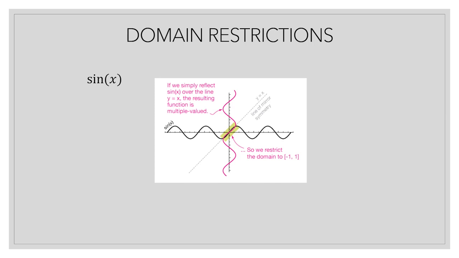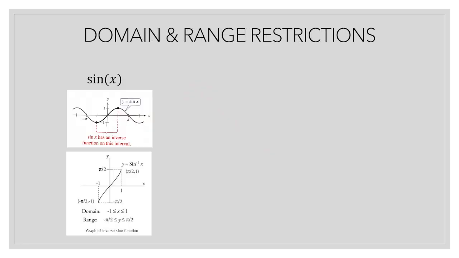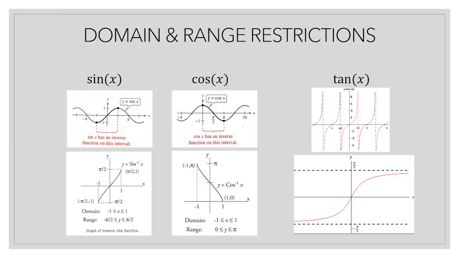So we can also understand these domain restrictions in a different way if we just graph them, right? Because we know that a function needs to be one-to-one. So we take sine and we flip it over the line y equals x, and we get this cool looking graph that is definitely not a function. And so we restrict the domain to negative 1 to 1, and then the range is also restricted because of that domain restriction. And so these are the resulting graphs that come from those restrictions. There's sine here, and cosine, and tangent.